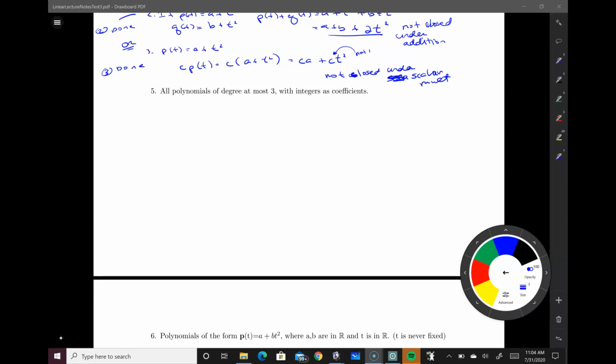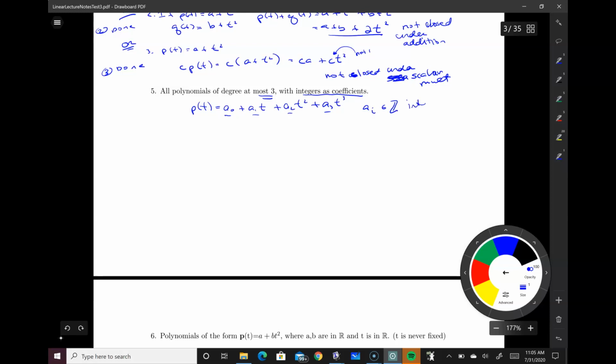All right, so now we're looking at polynomials of degree at most 3. So a0 plus a1t plus a2t squared plus a3t cubed. It's also got the added criteria that these coefficients have to be integers. So all the ai have to be elements of Z, or integers. Z is another way of saying integers, right? And integers are 1, 2, 3, -1, -2, things like that.